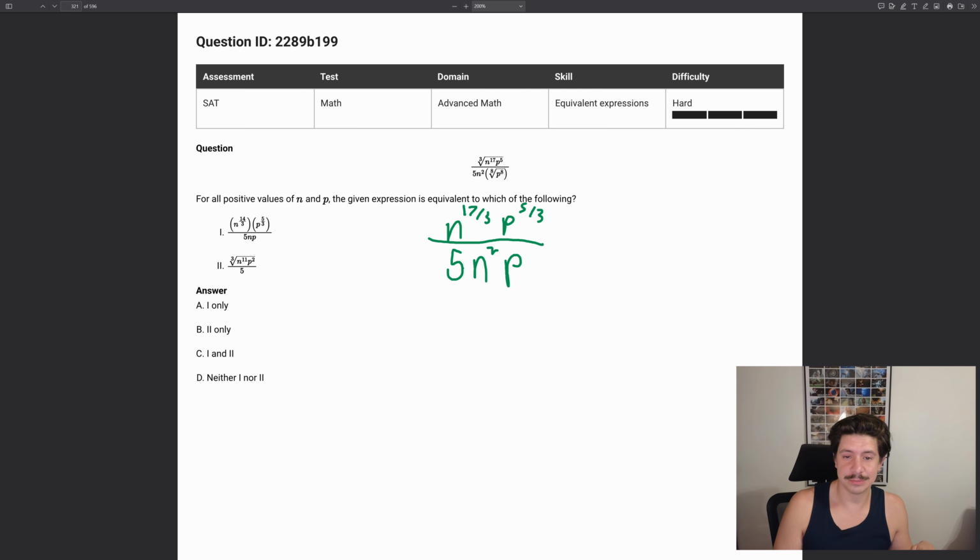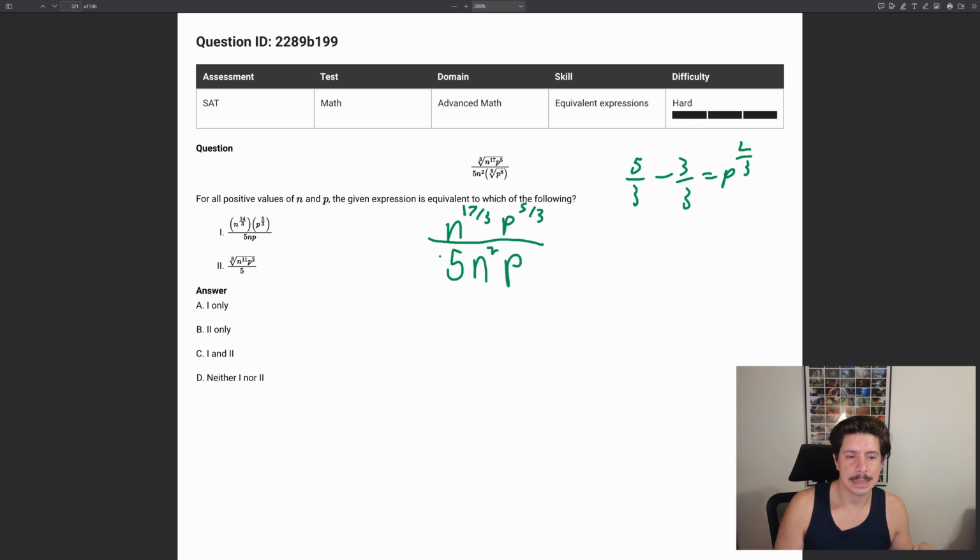Okay, now we can subtract. So we have a 5 on the bottom. Both of them have 5 on the bottom, so that's fine. Remember when you're dividing exponents, you're subtracting. So 5/3 minus 1 is 5/3 minus 3/3. That's going to be p to the 2/3.